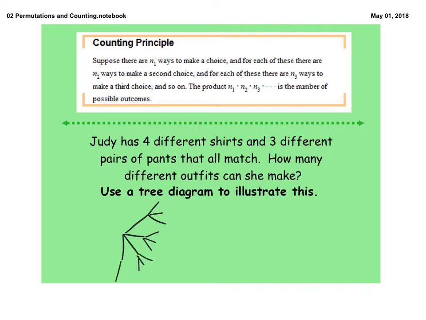Well, we want to try and get away from drawing all those tree diagrams to find out how many different outcomes there are. So instead of drawing the tree diagram, we can narrow it down by using the counting principle to just say there's 4 different shirts and 3 different pairs of pants. We do 4 times 3, so there's 12 different outcomes that she could have for her outfits.